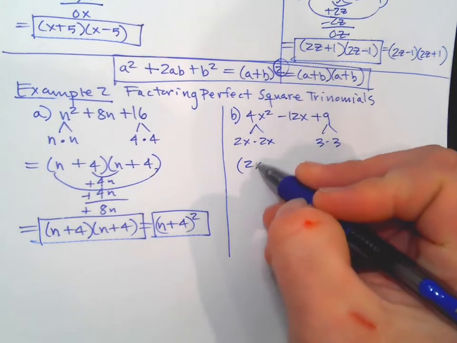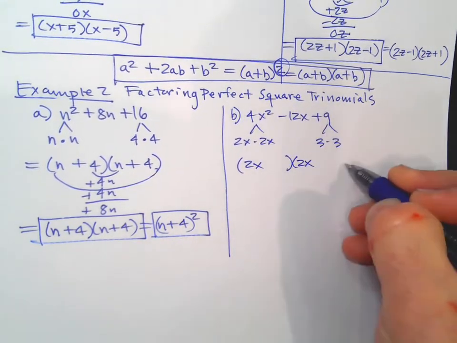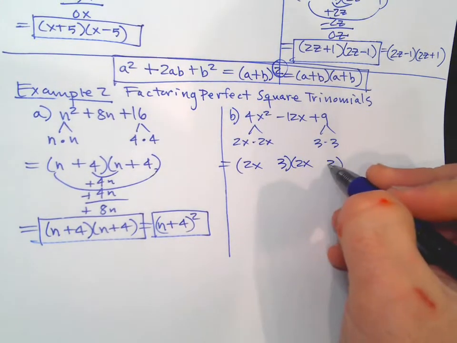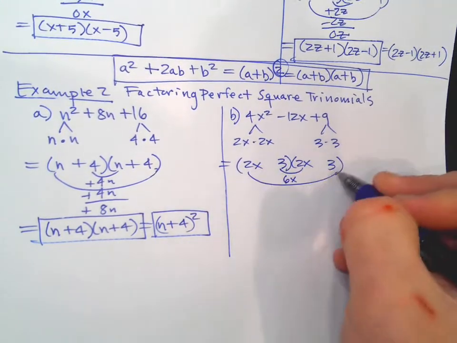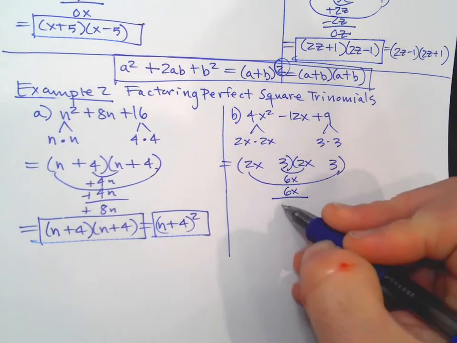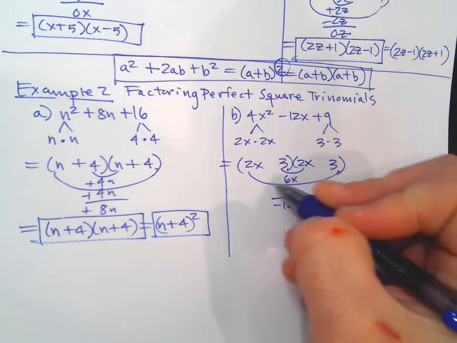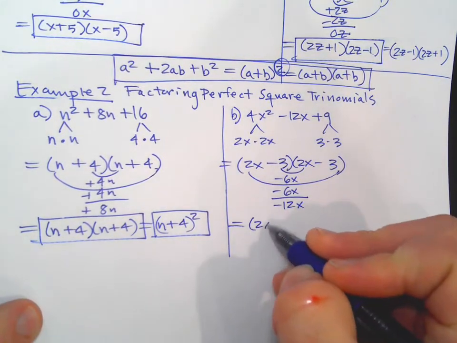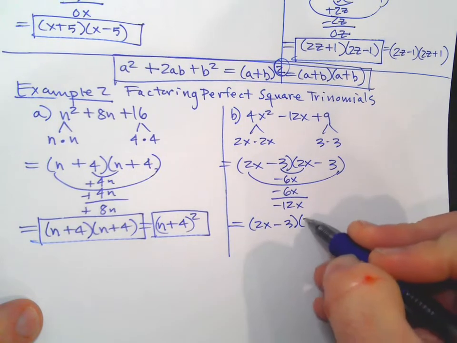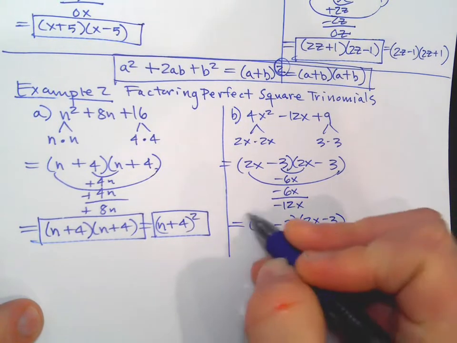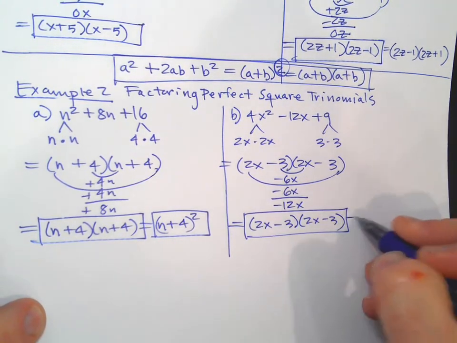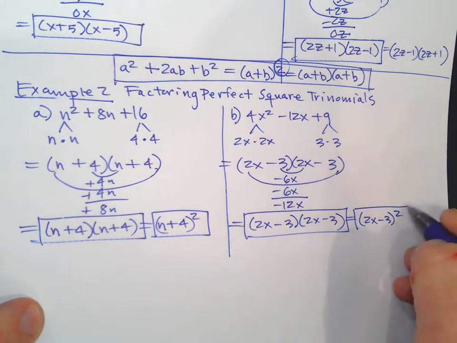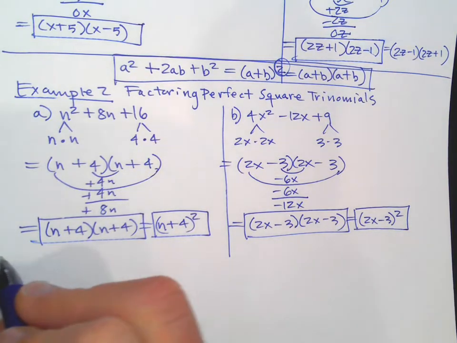So we're going to get 2x and 2x. We're going to write our binomials. Okay, and then the 3's. So we got 6x and 6x, and we need to add up to negative 12x. So they both have to be negative. And so we get the exact same thing in both of them: 2x minus 3, 2x minus 3, which is technically an answer, but it's a little nicer to write it like this: 2x minus 3 squared, because they're the exact same thing, right?